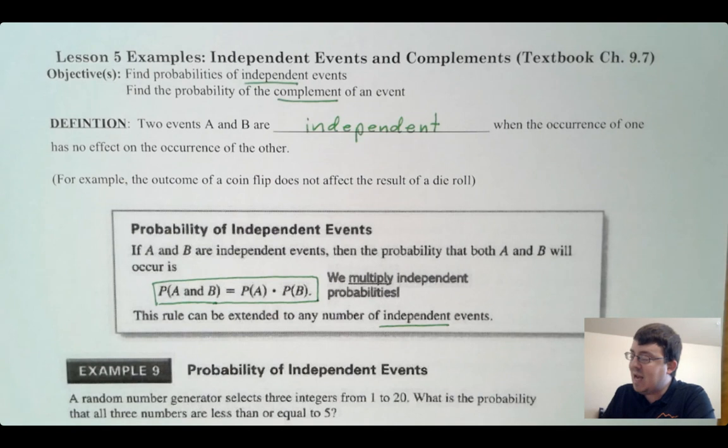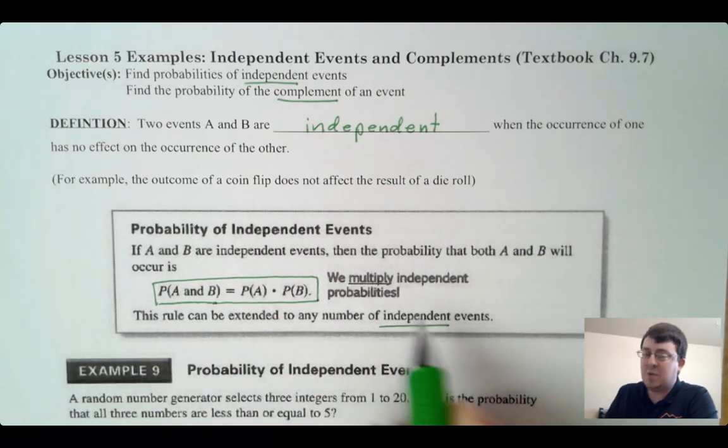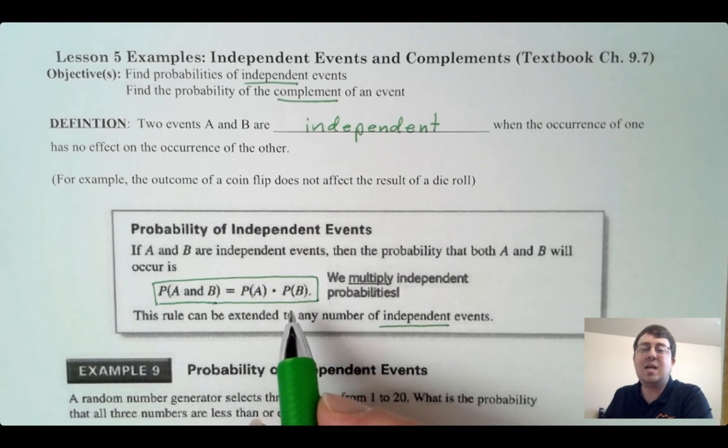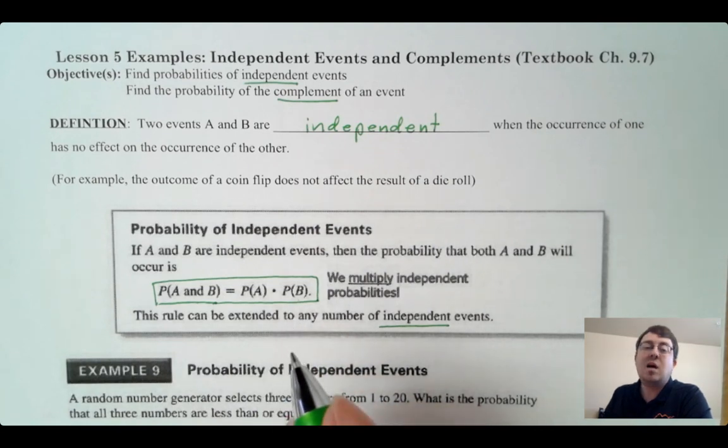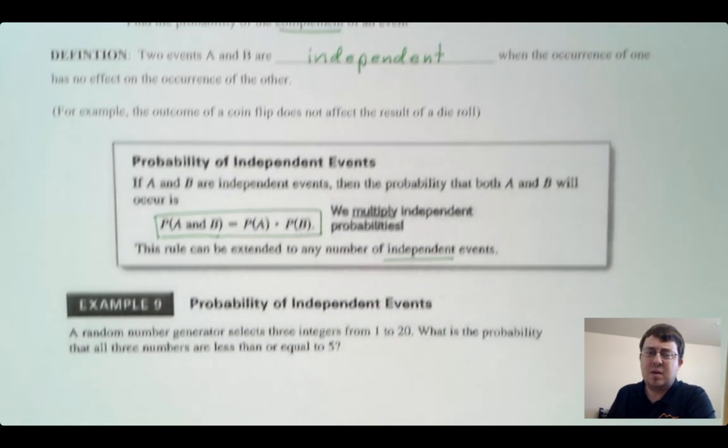This can be extended to any number of independent events, so not just two. So if I wanted A and B and C and D to happen, as long as they were all independent, I just multiply the probabilities together. So let's see how simple these can be.